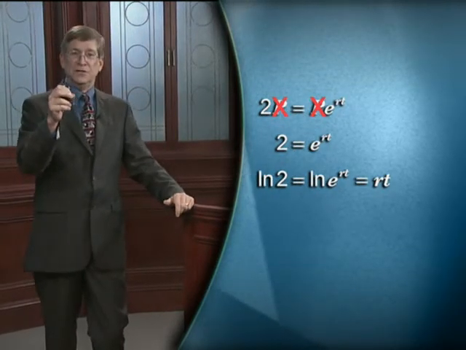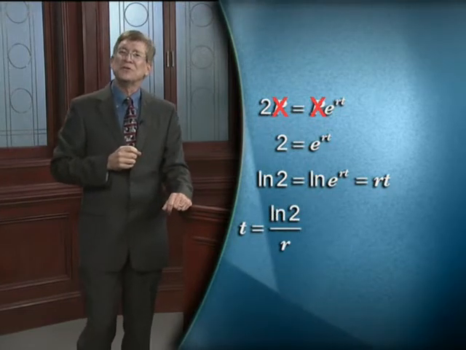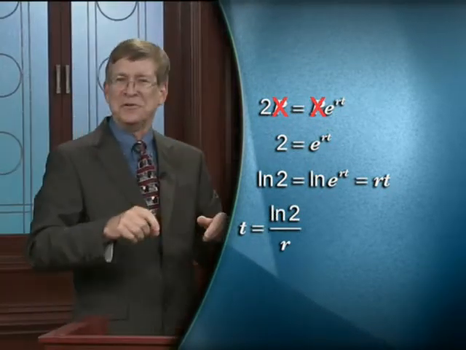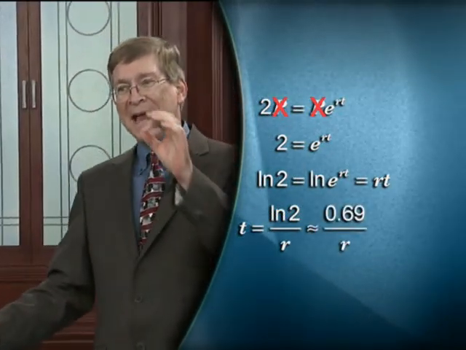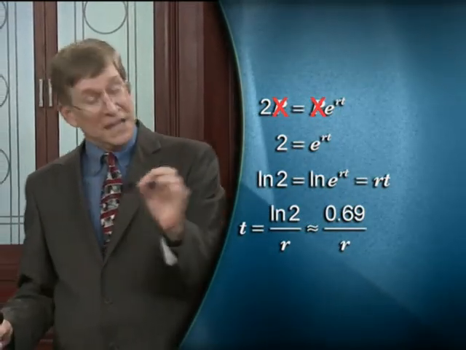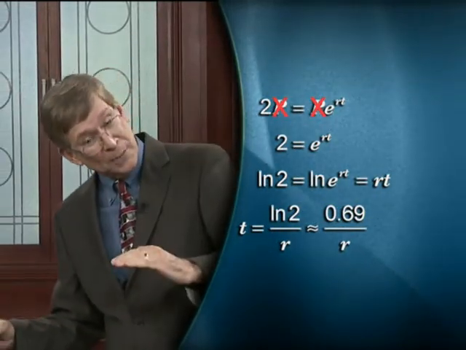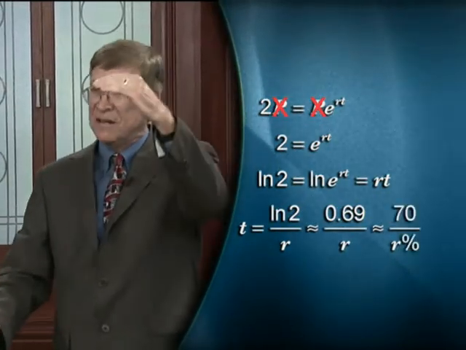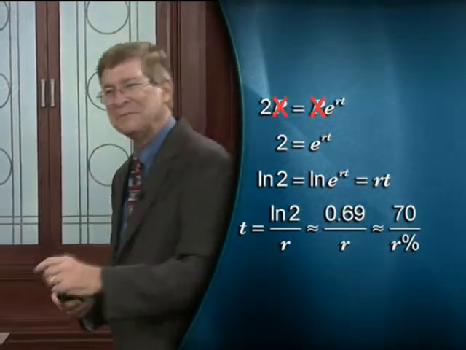And now you can solve for t. t = log 2 / r. So what's log 2? Punch it on your calculator. Log 2 is about 0.69. Trust me. And now our expression is 0.69 over the interest rate r in decimal form. So if you multiply both numerator and denominator by 100, you get 70 over r%, which is the rule of 70. Isn't that cool? Nice little proof, and we use properties of logarithms to get that.